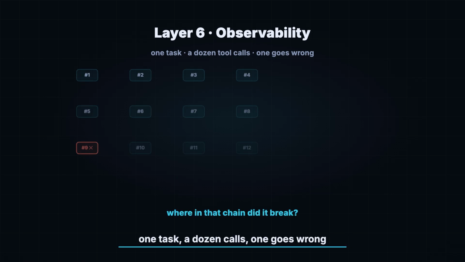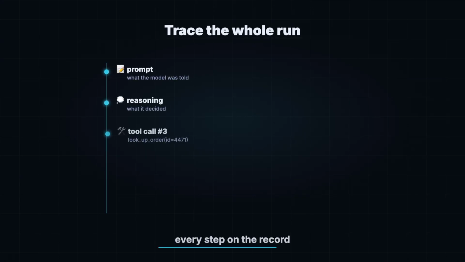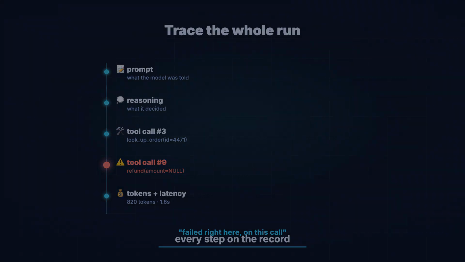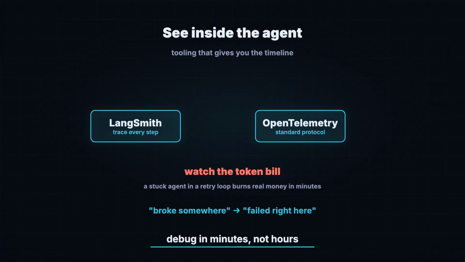Layer 6 is observability. When your agent makes a dozen tool calls to handle one ticket, and something goes wrong on call number 9, you need to see exactly what it was thinking at every step. So you trace the whole run. The prompt, the model's reasoning, each tool call, each result, the latency, the tokens. Tools like LangSmith, or anything built on OpenTelemetry, give you that timeline.